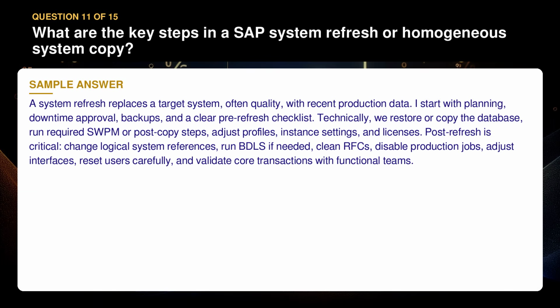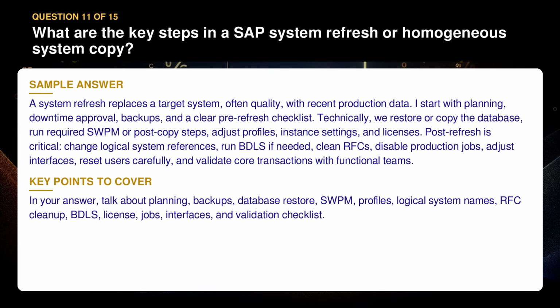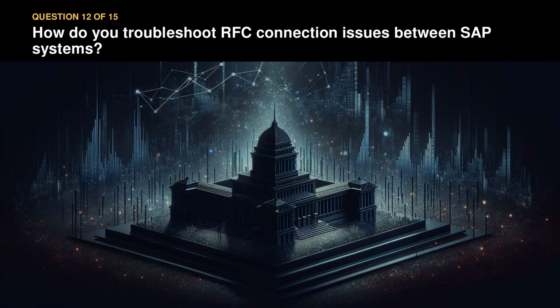Post-refresh is critical. Change logical system references, run BDLS if needed, clean RFCs, disable production jobs, adjust interfaces, reset users carefully, and validate core transactions with functional teams. In your answer, talk about planning, backups, database restore, SWPM, profiles, logical system names, RFC cleanup, BDLS, license, jobs, interfaces, and validation checklist.